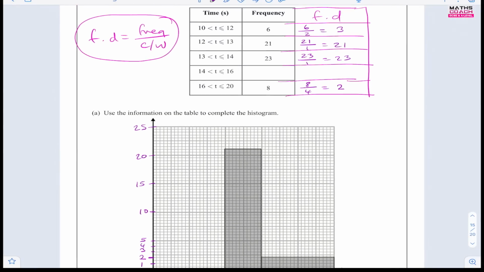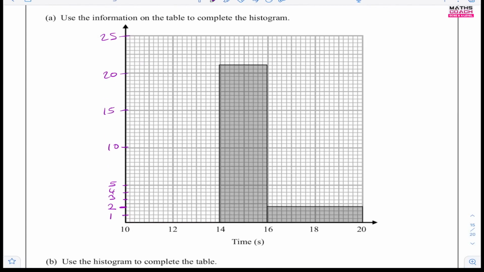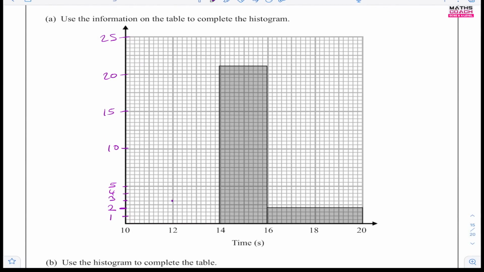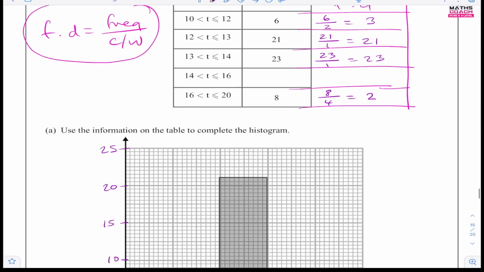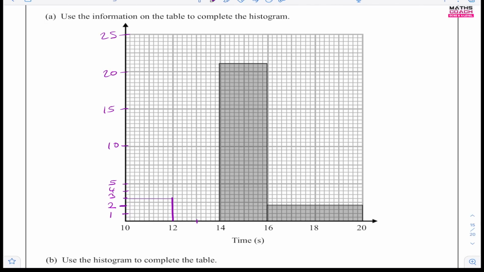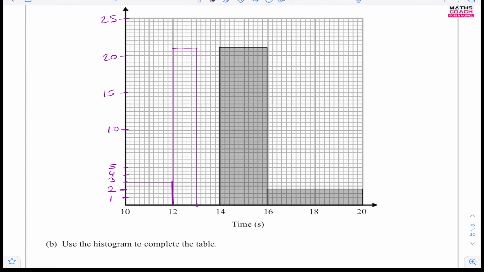So what we now can do is fill in all the other bars. If you look at 10 to 12, we know that the frequency density is 3, and that's going to be there to there and there. Make sure that you use a ruler. And then for 12 to 13, we know it's 21. So 13 is going to be right here, and 21 is going to stop right there. There you go. Now 13 to 14 is 23. So that's 13 to 14 right there. So 21, 22, 23 is going to be there.